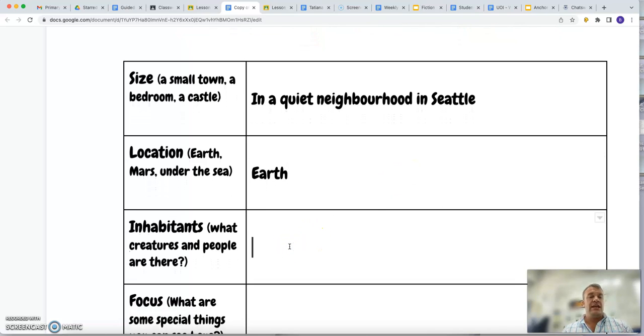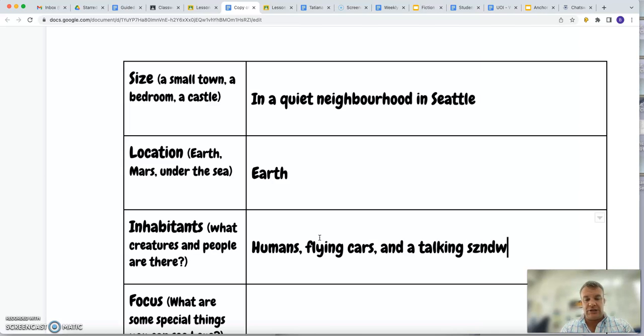All right. Inhabitants. What does inhabitants mean? Creatures and people. Yes. What creatures and people? So, what should we do? There are humans. There are egg sandwiches, flying cars, and no flying sandwiches. Talking sandwich.